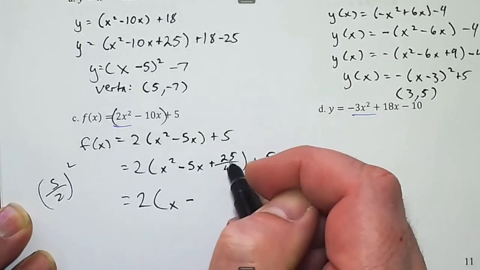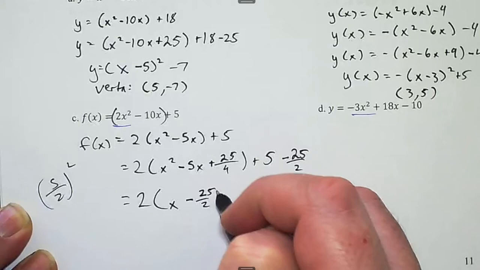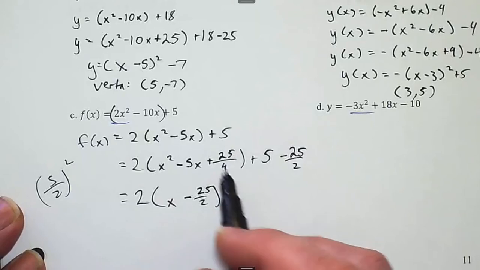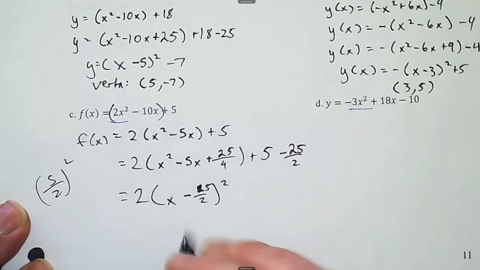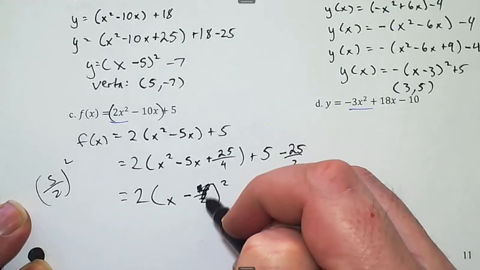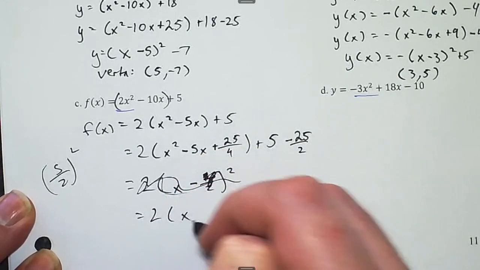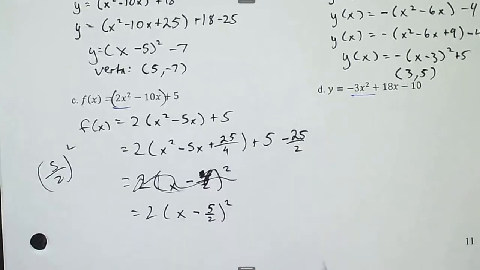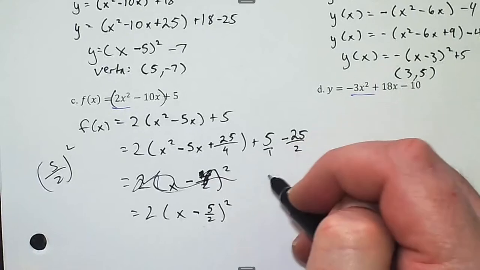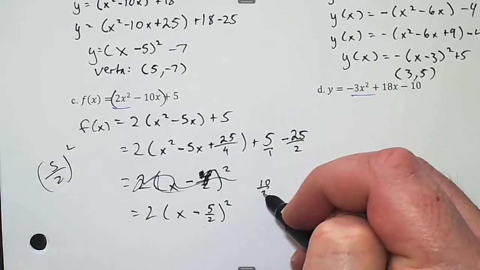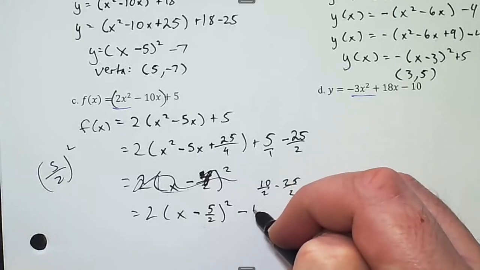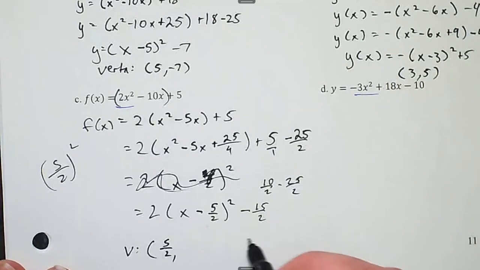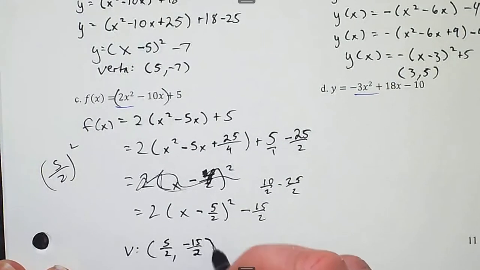This will be x minus, take half of that, 25 over 2 squared. Oh, I'm sorry. Take the square root of that. 5 over 2. Half of that. Let me just rewrite it. 5 over 2. And then 5 minus 25 over 2. Well, this is 5 over 1. So if I multiply top and bottom by 2, I'll get a minus 15 over 2. So that means our vertex must have been positive 5 halves, negative 15 halves.